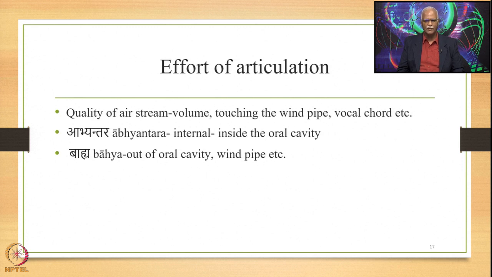Now, if we look at the effort of articulation, we note that the effort of articulation covers the quality of air stream, namely the volume, or whether it touches the windpipe or not and generates effect or not, whether it touches the vocal cord and generates effect or not. These are considered as the efforts of articulation. Generally, there are two types of efforts, abhyantara and bahya. Abhyantara is the one that is internal inside the oral cavity, and bahya is outside the oral cavity, in the windpipe, etc.